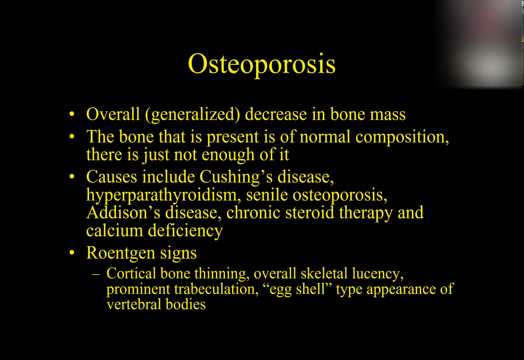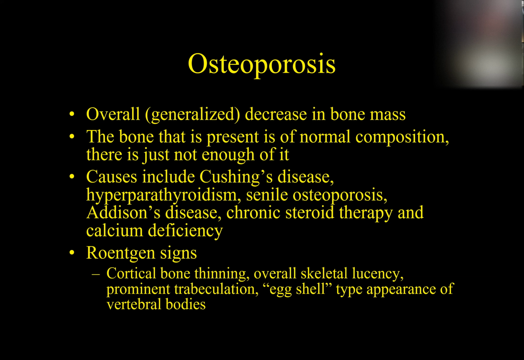Osteoporosis in dogs and people can be caused by lots of different things. One of them is Cushing's disease, hyperadrenocorticism. One of them is hyperparathyroidism, senile osteoporosis, old cats, old dogs. Sometimes their bones become just like old people. They become weaker, they become thin. And that's just due to osteoporosis.